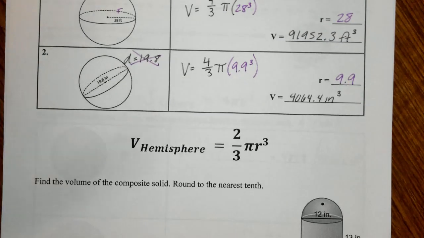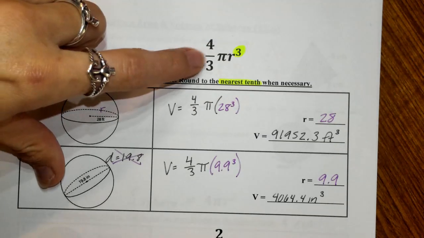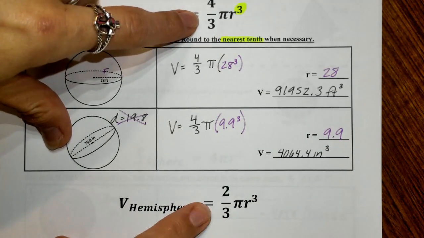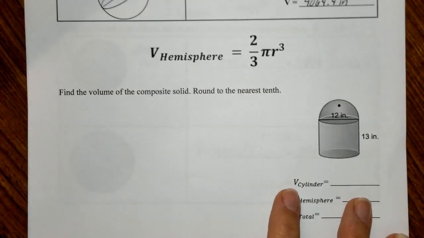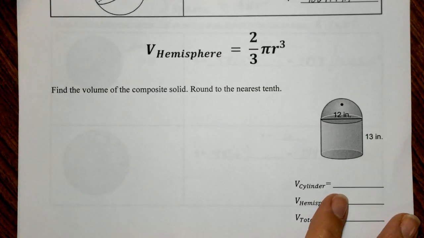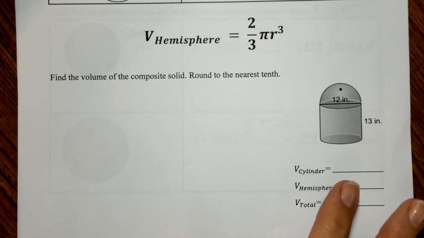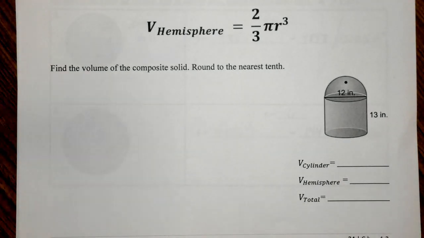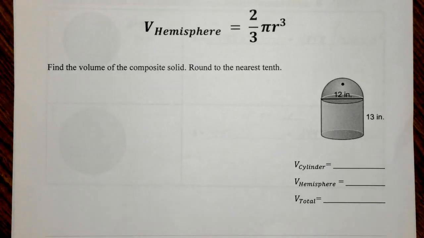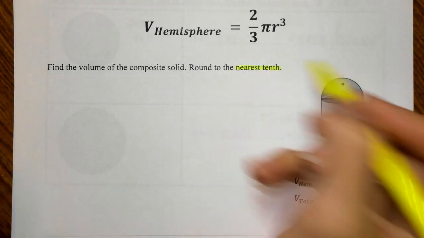A hemisphere is half of a sphere. So therefore, we're taking half of 4/3. Half of 4/3 is 2/3. So when we have a hemisphere, all we're doing is changing that fraction in front. With the hemisphere practice, we're also going to practice composite solids. We're going to find the volume of this entire solid, rounding to the nearest tenth.